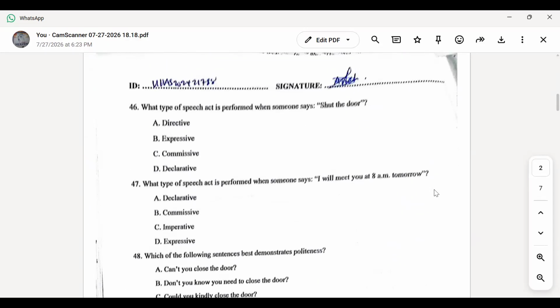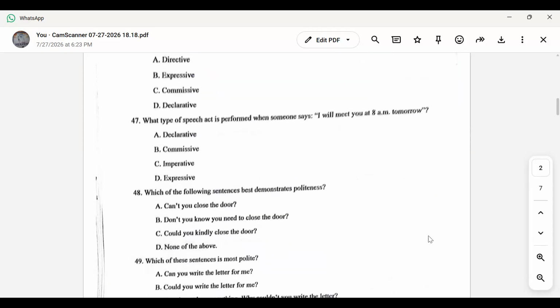46. What type of speech act is performed when somebody says, "Shut the door"? Directive. 47. What type of speech act is performed when someone says, "I will meet you all at 8 a.m. tomorrow"? Commissive.